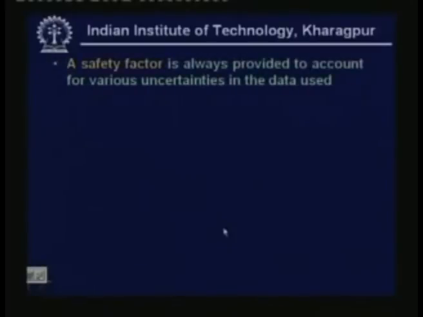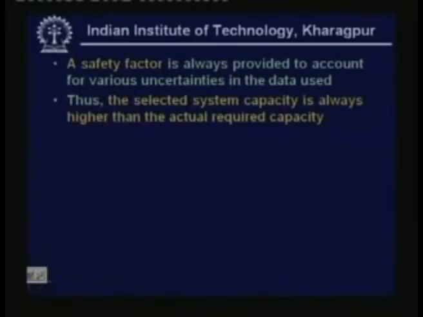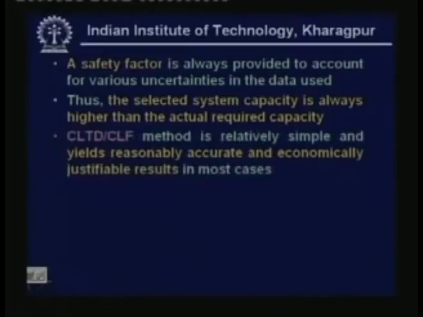Normally, in all cooling load calculations, for example based on the CLTD and CLF method, a safety factor is always provided to account for various uncertainties in the data used. So you finally multiply this by a safety factor to take care of the uncertainties. Thus, the selected system capacity is always higher than the actual required capacity. The CLTD CLF method is relatively simple and yields reasonably accurate and economically justifiable results in most cases. So this method is very widely used because of these reasons.